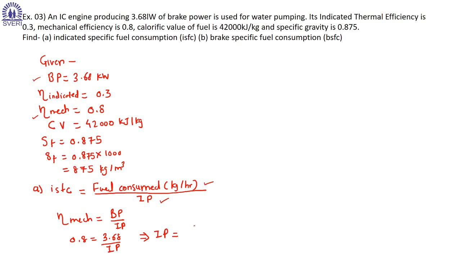That is equal to 3.68 divided by 0.8, so that will give you 4.6 kilowatt. Now the next thing is to find out the mass flow rate, that is fuel consumed per hour. So I'll just continue this part here.